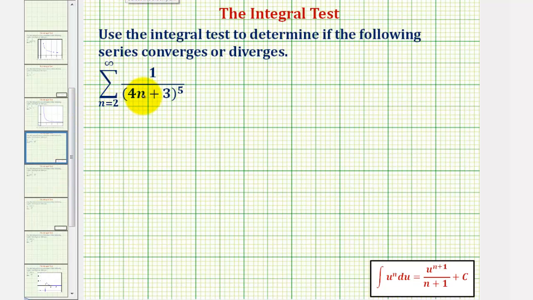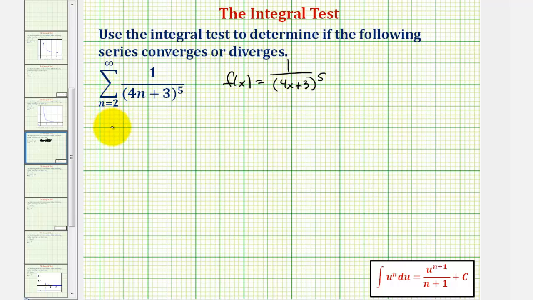Looking at the formula for a sub n, notice how we would let f of x be equal to 1 divided by the quantity 4x plus 3 raised to the fifth. Notice f of n would equal a sub n. This function is also positive, continuous, and decreasing on the interval from 2 to infinity.